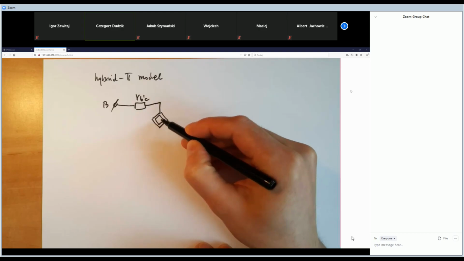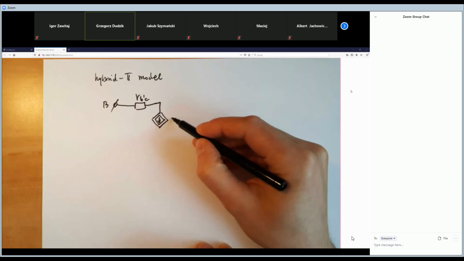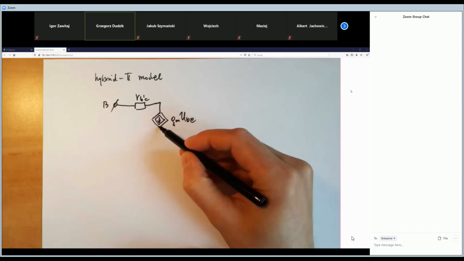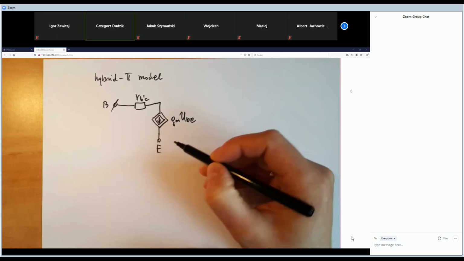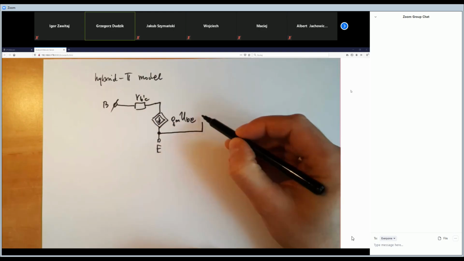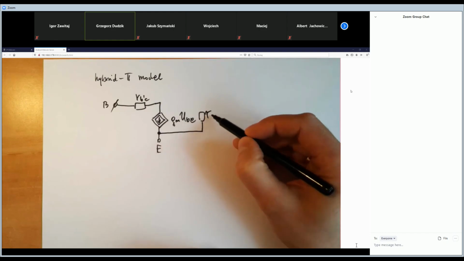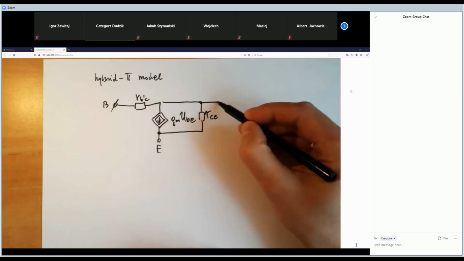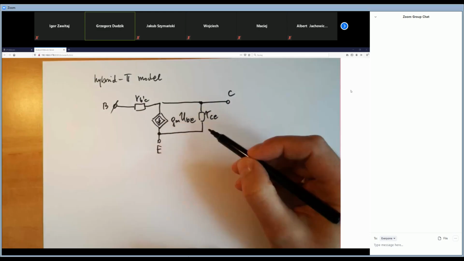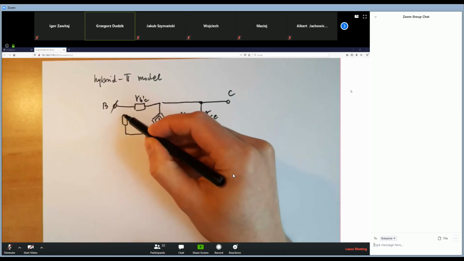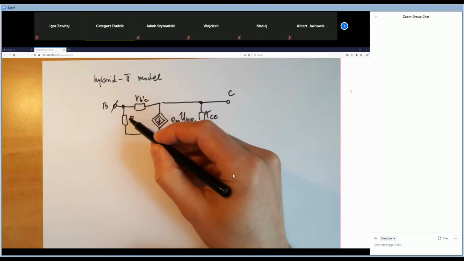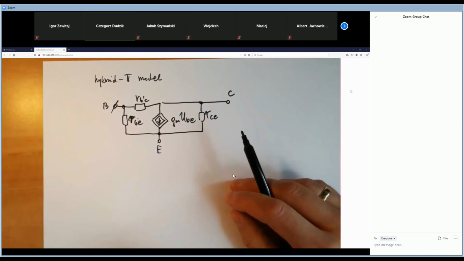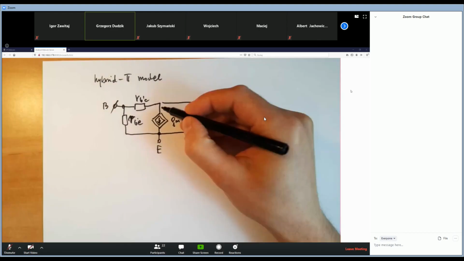This is the dependent current source. Here we've got the emitter. This is the internal resistance between the collector and emitter. And this is our collector. And here we've got the RBE, the resistance between the base and emitter. All right, it looks like that.